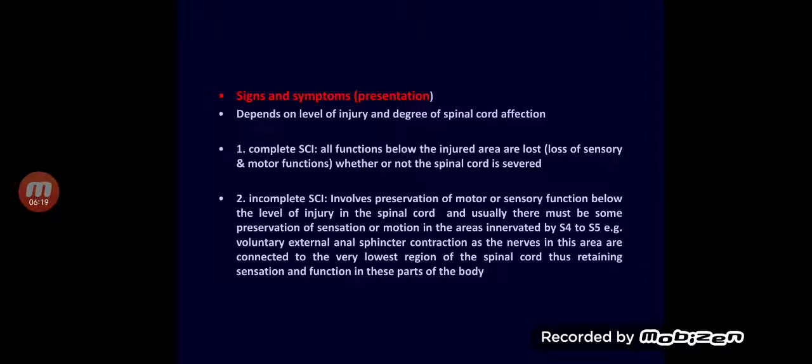And usually there must be some preservation of the sensation or the motor in the areas innervated by S4 to S5, for example, voluntary external anal sphincter contraction, as the nerves in this area are connected to the very lowest region of the spinal cord, thus retaining sensation and function in these parts of the body.